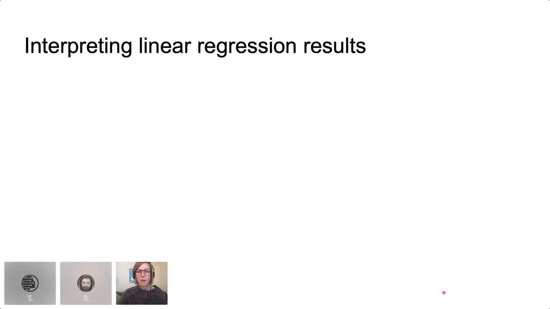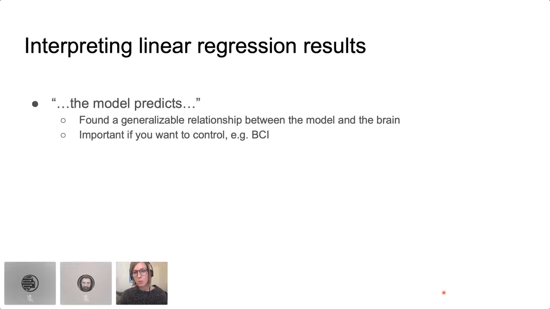But there are some caveats to keep in mind when interpreting the results of such analyses. The most straightforward kind of claim we might want to make based on such analysis is something like, the representations learned in the model allow us to make accurate predictions of brain activity in some region of interest. This implies that we've learned something generalizable about the relationship between the model and the brain. The ability to predict will be especially important in instances where we want to exert control. For example, in the talk by Pouya Bashivan yesterday.